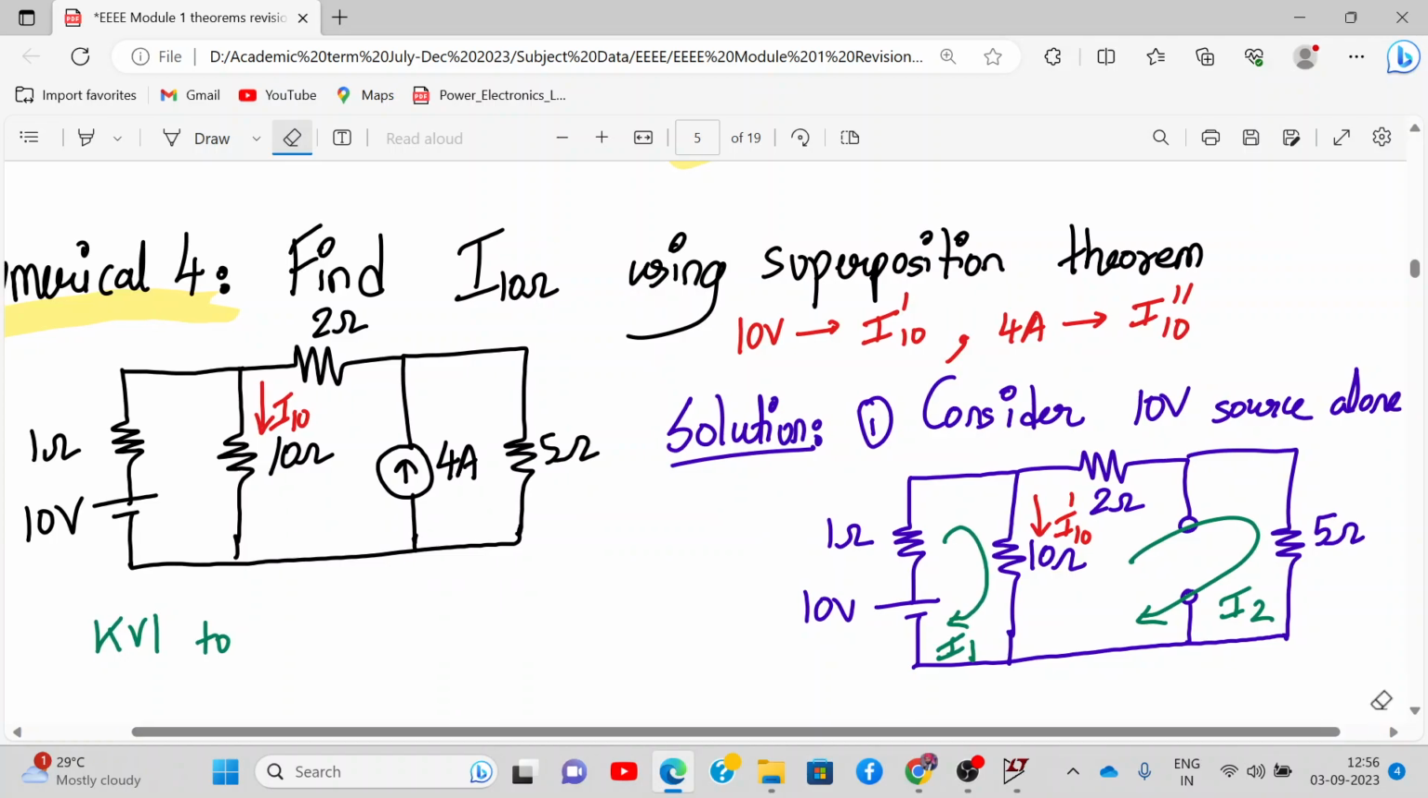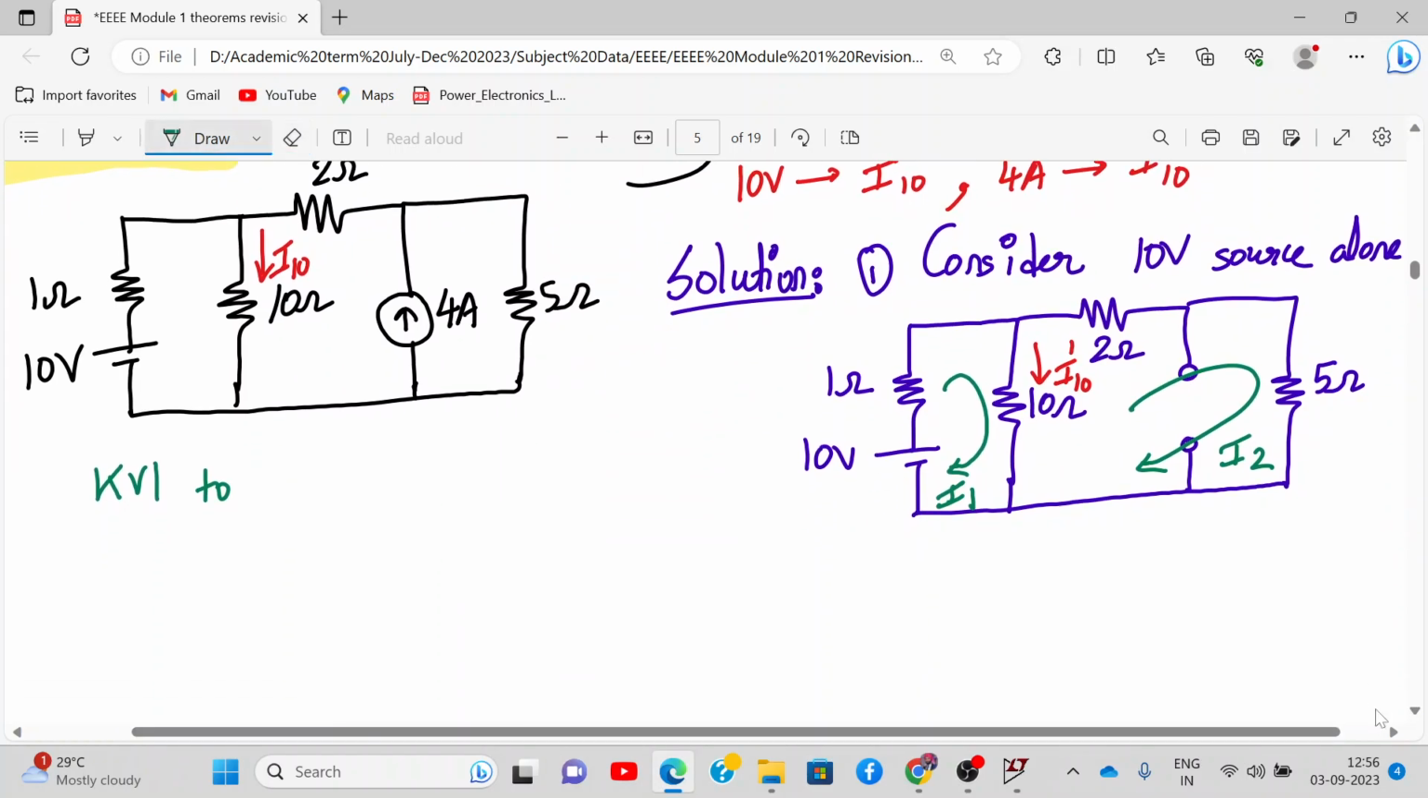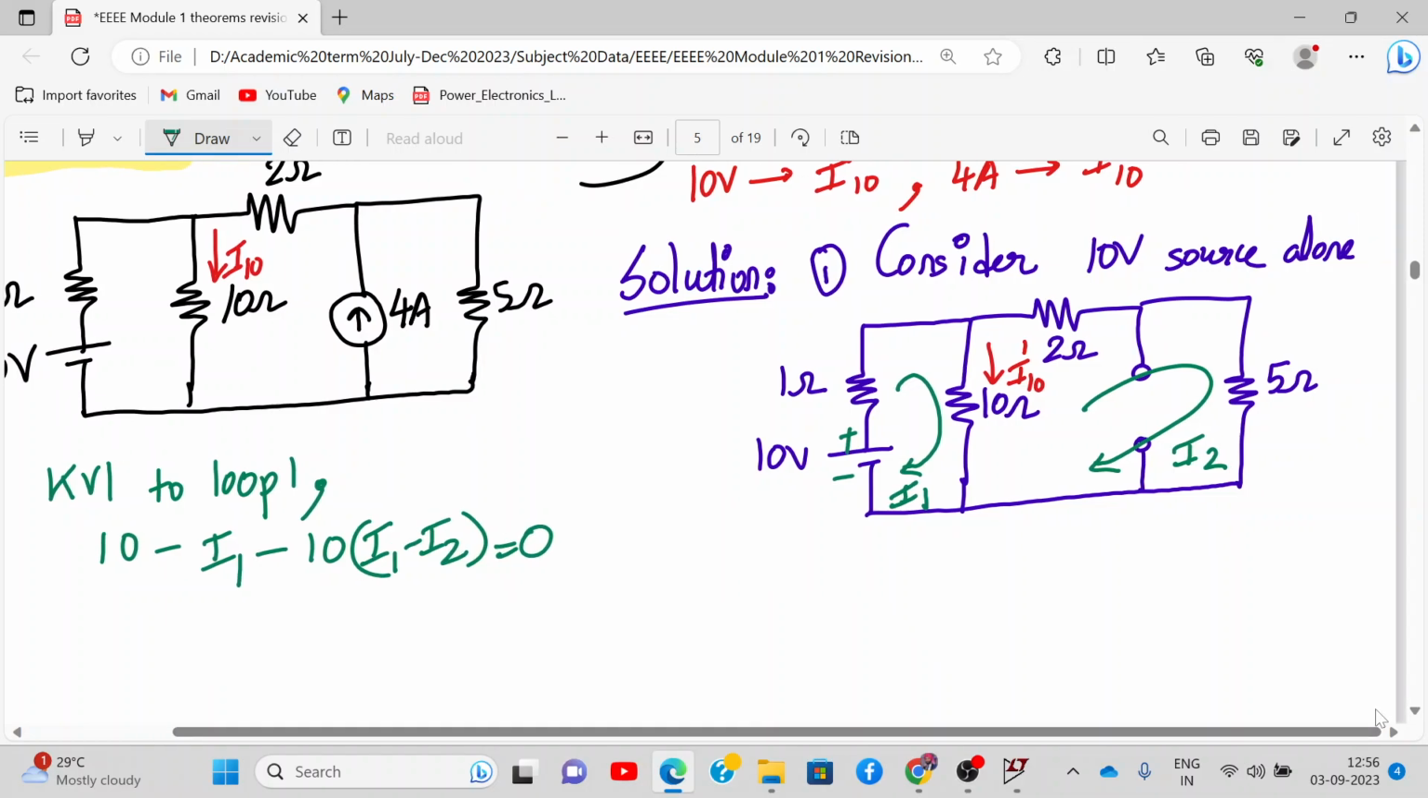KVL to loop 1. What did we get over here? This is plus 10 minus I1 minus 10 times (I1 minus I2) is equal to 0. Remember, acha, can you tell me what is I10 dash actually equal to? I1 or I2? Or is it I1 minus I2 or I2 minus I1? There are four options.